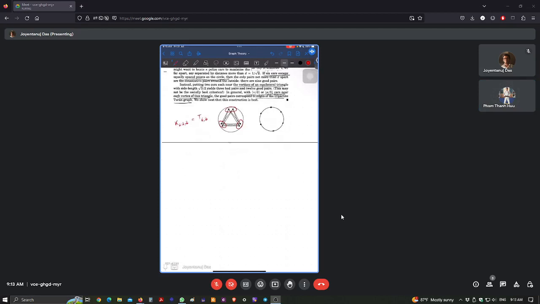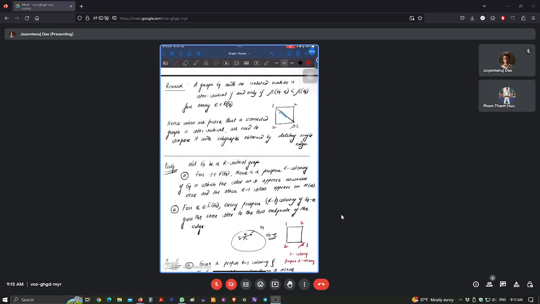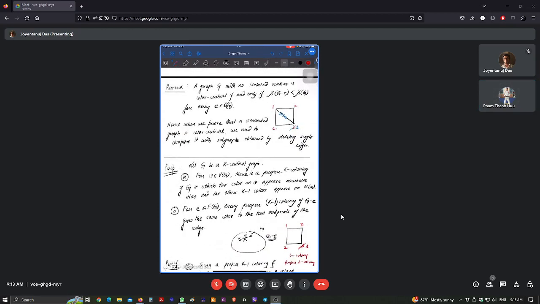Okay, so this was one example we saw. The next thing is, if I have a graph G with no isolated vertex, we'll say that it is color critical if and only if deleting any single edge reduces the chromatic number, for every edge.